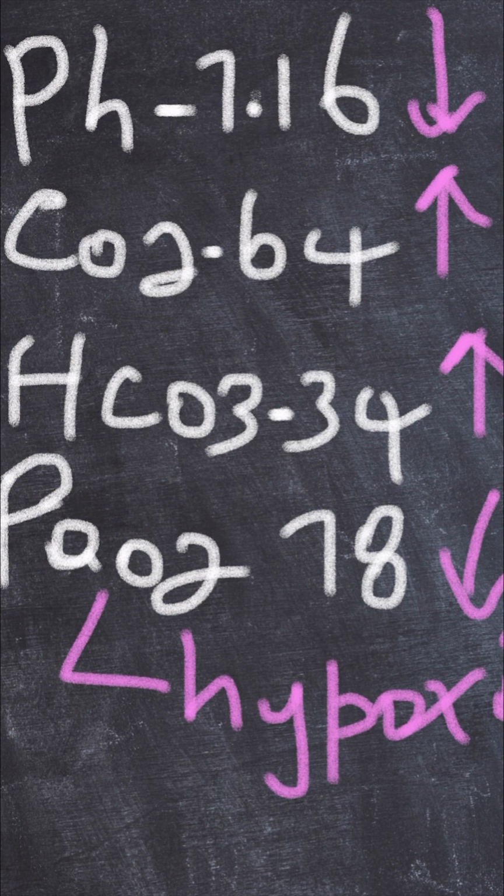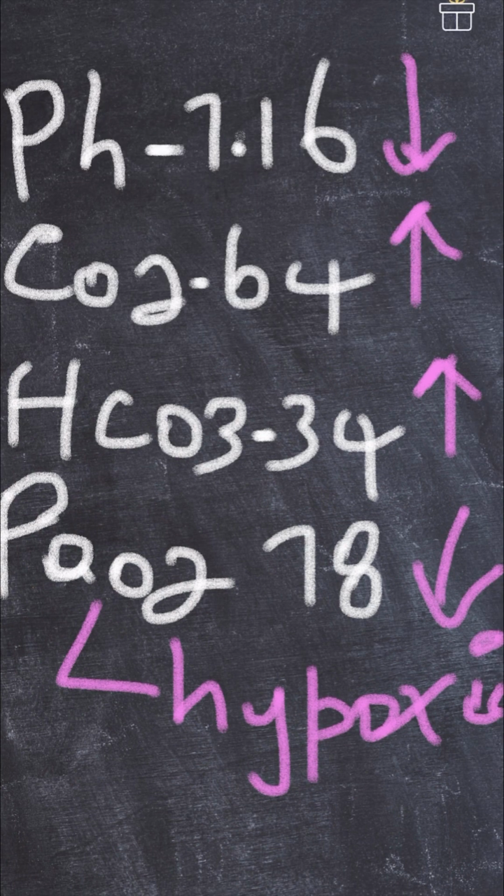So now we need to figure out whether we're dealing with an acidotic or an alkalotic issue. In this case, the pH is at 7.16, which means it is below 7.35. Anything below 7.35 is acidotic. Anything above 7.45 is alkalosis. So we have confirmed that we are dealing with an acidotic issue.